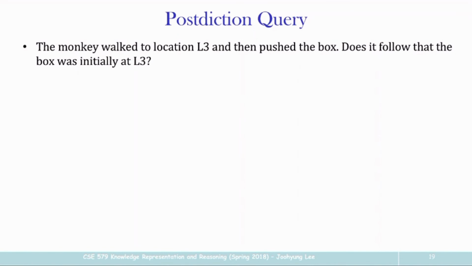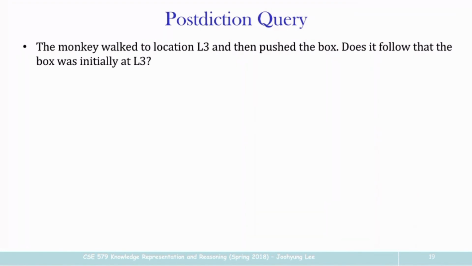All right, the next one is postdiction query. Here, what it means is it's about reasoning about the past, while prediction was reasoning about the future. So what we mean by this is you already know what happened as actions, right? Some actions happened, and you are in the resulting state. You know the resulting state, but you don't know the initial state. So can you infer what was the case for the initial state?